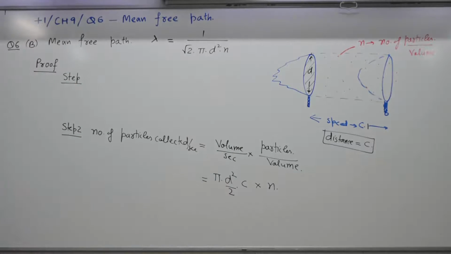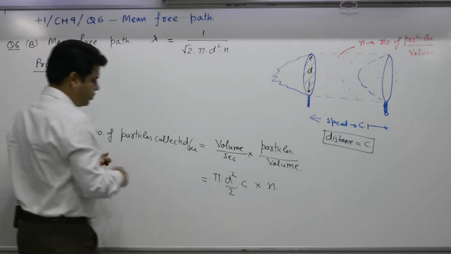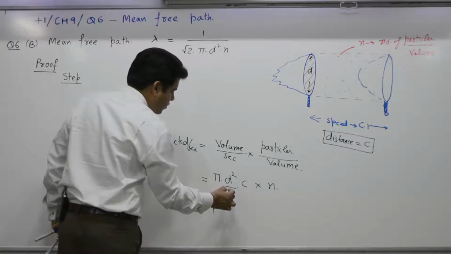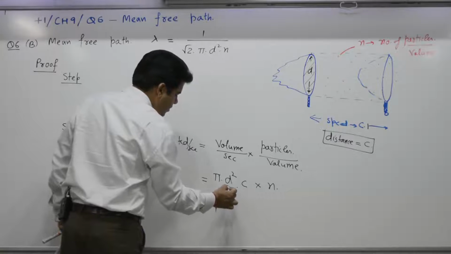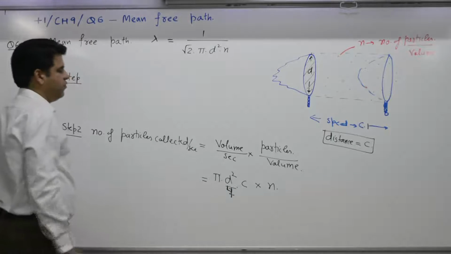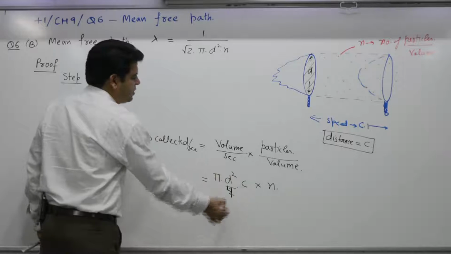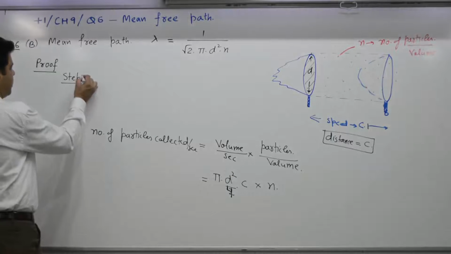Step 3. Sorry, this was d square by 4. This was d square by 4. It was d by 2 square, means d square by 4.